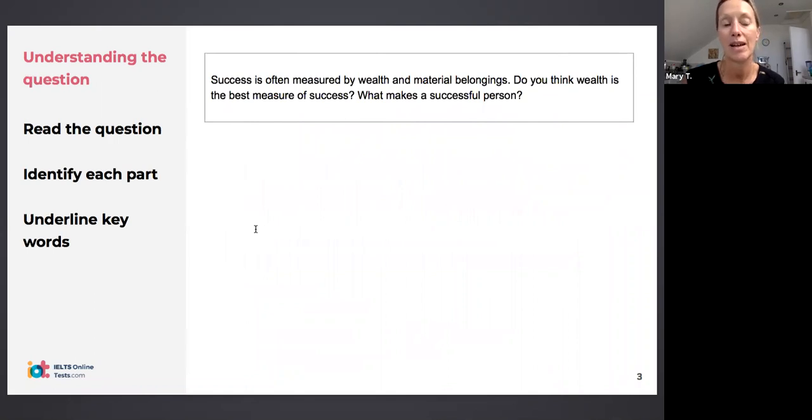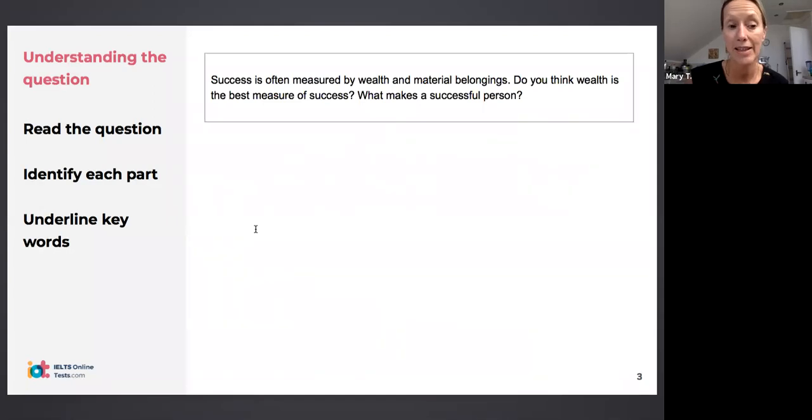Okay, so it probably sounds like an obvious thing to do, but before you start writing the essay, you have to make sure that you read the question very carefully. After that, identify each part. So how many parts are there in this question? Three, yes. We've got the statement, and then we've got two questions following it.